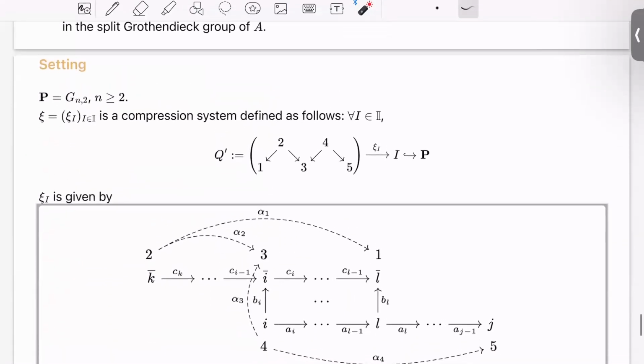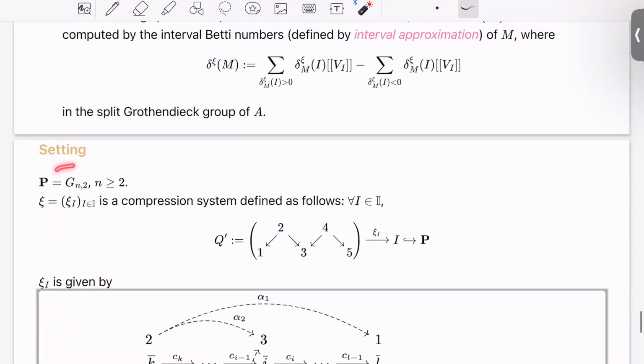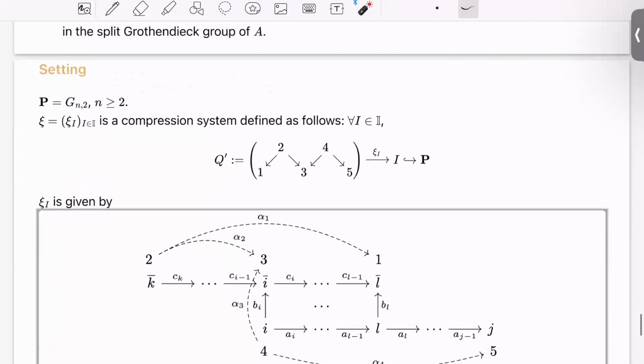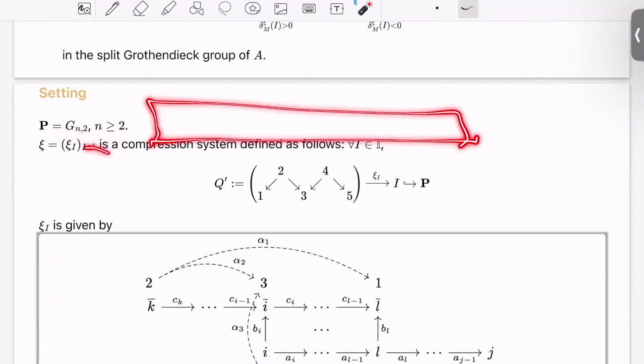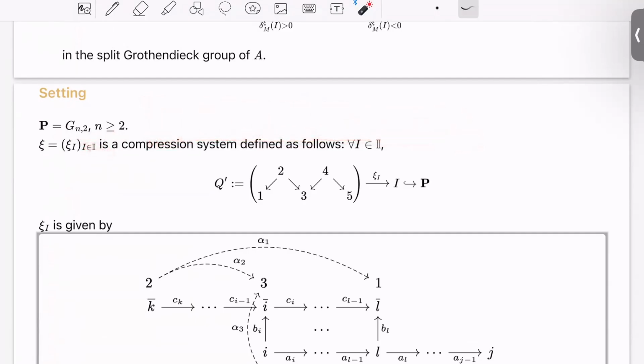For example, this setting. The next theorem is dealing with this setting. It is very special, just a ladder case, G n2, n times 2, of this form. And then think of the following poset morphism.